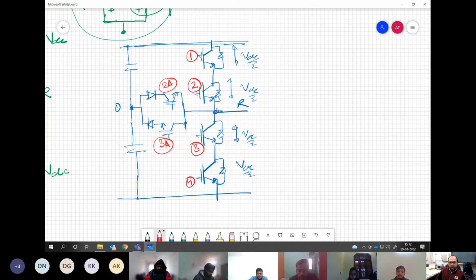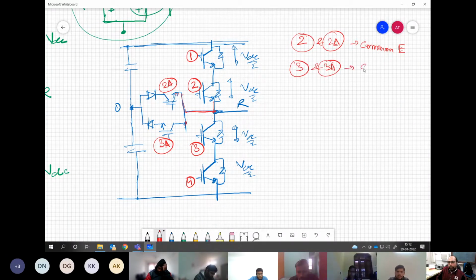Now, the important point to notice is that 2 and 2A have a common emitter connection. The emitters of both devices are connected together. You see this point? Fine. And similarly for 3 and 3A, the collectors are connected together. Correct?